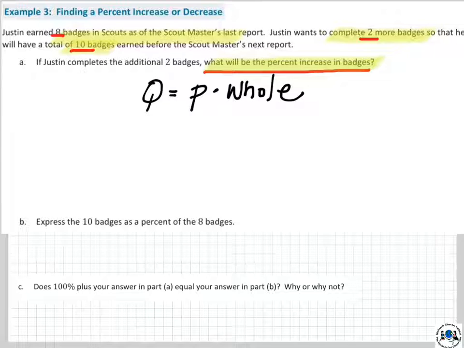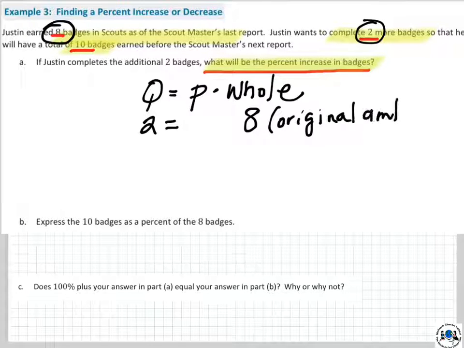Okay, so we are back, and I picked 2 as the quantity because he wants to complete 2 more badges. So this is what we're comparing. We're trying to find out what percentage 2 is of the whole, because that's going to be the increase. And again, like I said, that Q value can sometimes be the number increase, or it could be the amount after the increase. And then the whole is 8.